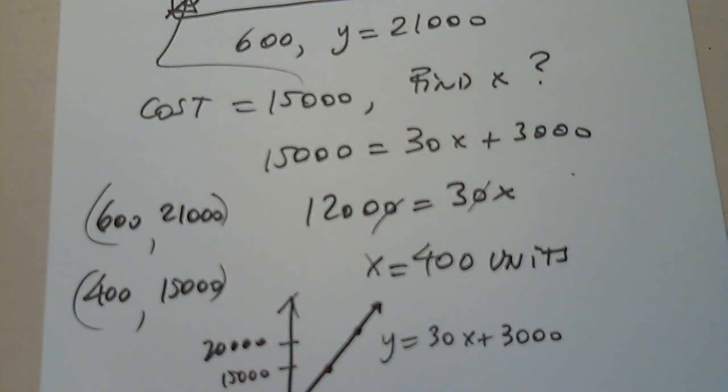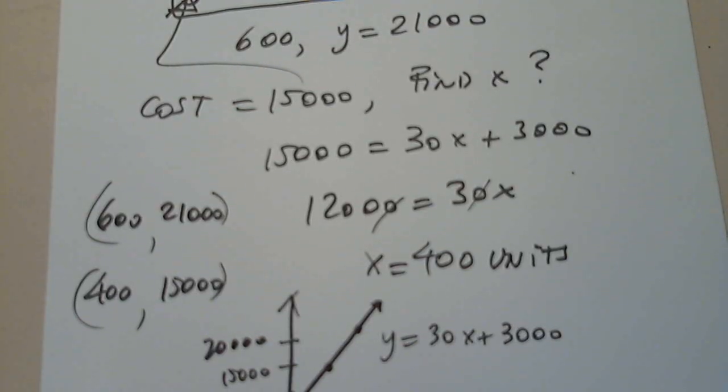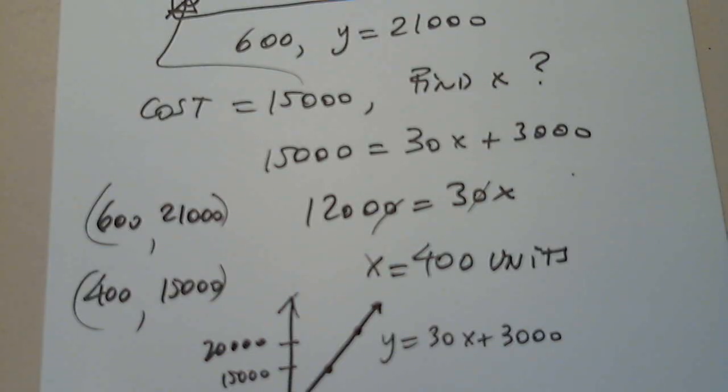So what is this here? If that is 15,000, then there is a chance. But is it 15,000? Also, I can determine the y-intercept, which is 3,000. But is this 3,000?